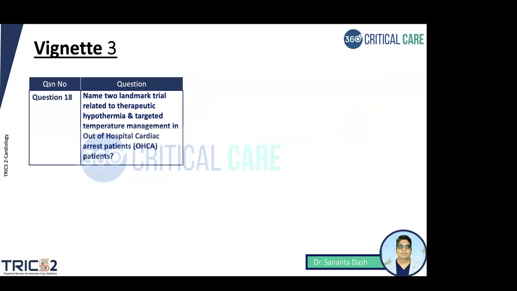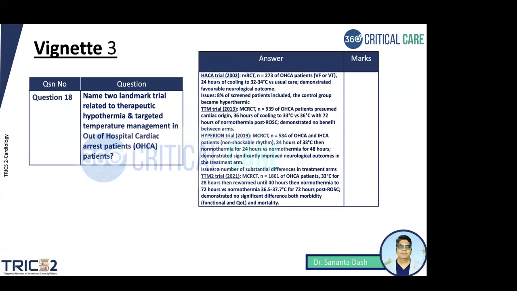Name 2 landmark trials related to therapeutic hypothermia and targeted temperature management in out of hospital cardiac arrest. I mean, they may not ask you this, but again, ESICM is very heavily involved in this trial. This is a very important topic and important sentiment for them.